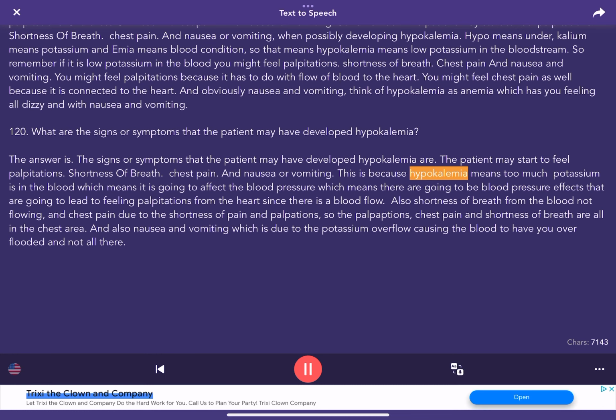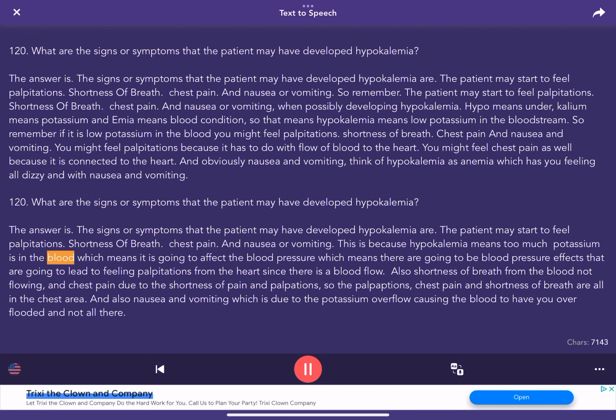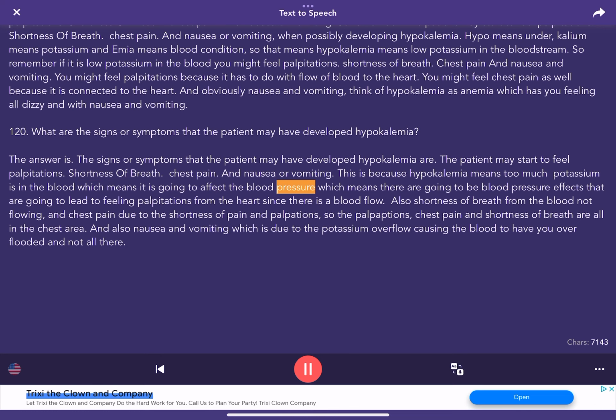This is because hypokalemia means too much potassium is in the blood, which means it is going to affect the blood pressure, which is going to lead to feeling palpitations from the heart, since there is a blood flow.